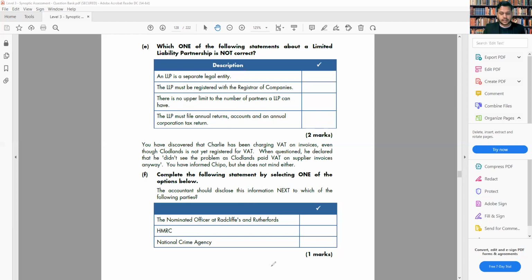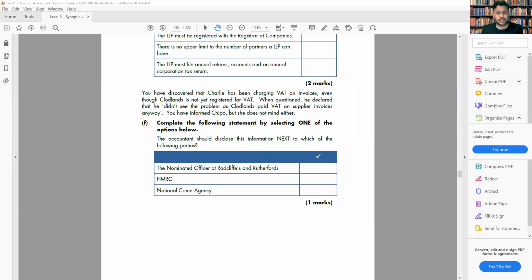All right, move to the next one. It says, you have discovered that Charlie has been charging VAT on invoices, even though Codeland is not yet registered for VAT. When questioned, he declared that he didn't see the problem as Codeland paid VAT on supplier invoices anyway. You have informed Chipo, but she doesn't mind either.